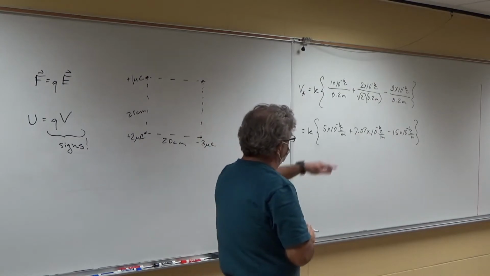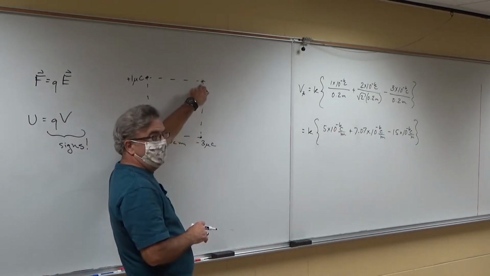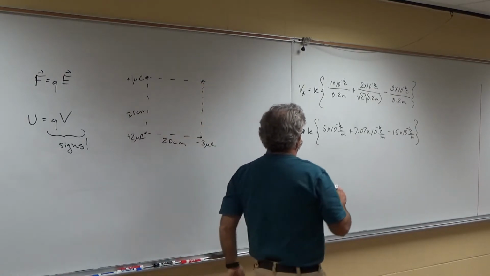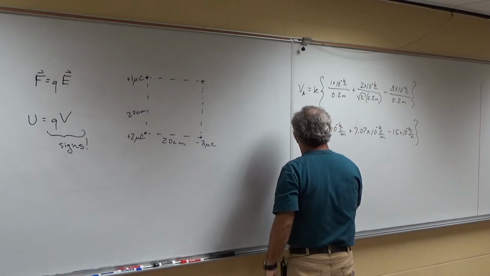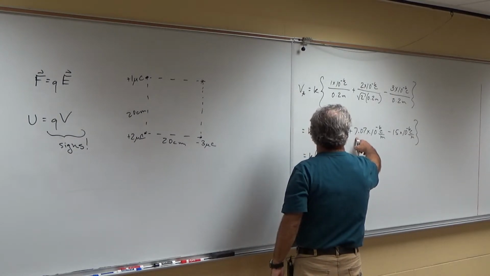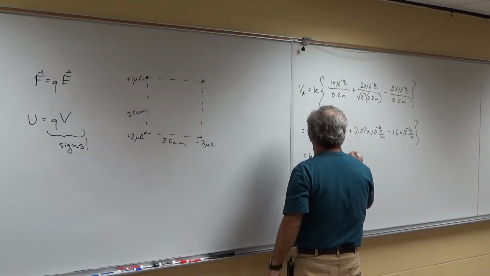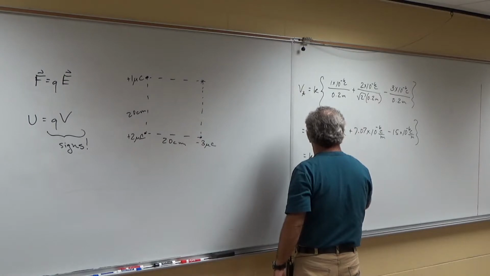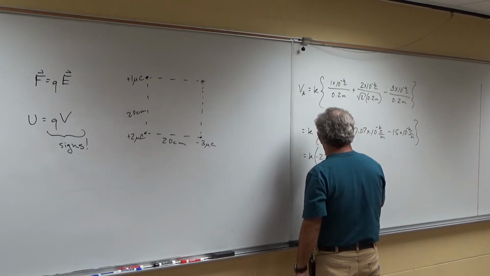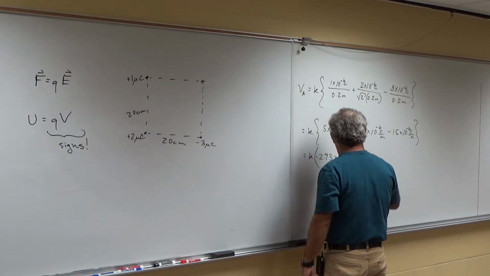Add them up. Can't forget the negatives. That negative charge gives you a negative potential at this point. So this is equal to K times 2.93 maybe, with the negative, times 10 to the negative 6 coulombs per meter.